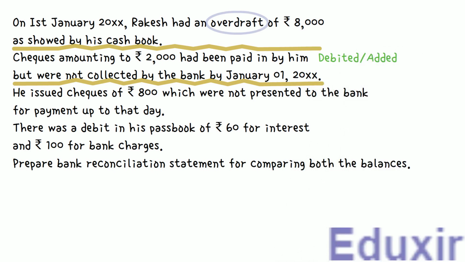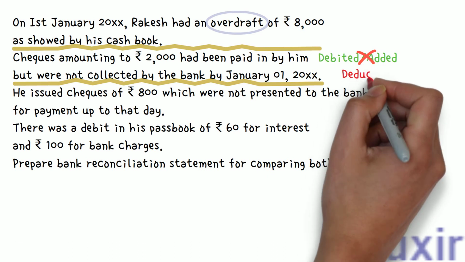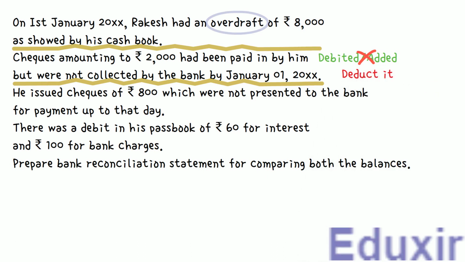However, as this check is not yet collected by the bank, it is not yet credited in the bank passbook by the time the firm has received the bank statement. So, obviously, the balance as per the cash book and the balance as per the passbook will be different. So, we need to deduct these checks amount from the cash book balance to get the passbook balance.